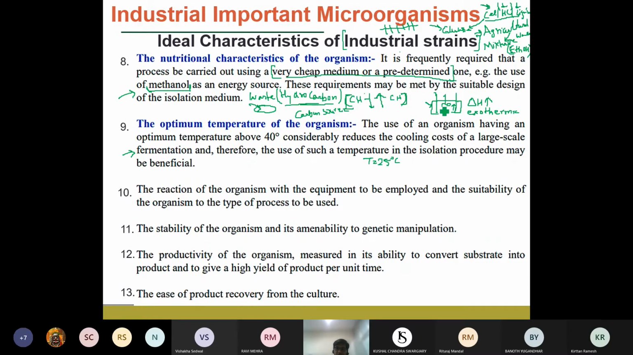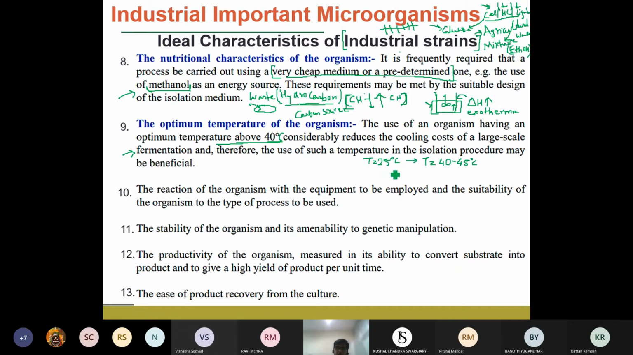But if you see most of the microorganisms, when they release heat while the fermentation is taking place, the temperature is around 40 degrees centigrade. So it is ideal if we can modify that microorganism in such a way that it is able to grow in a temperature range of 40 to 45 degrees. In that case, what will happen? Whatever heat is released during the microbial growth and metabolism can be used by the microbes themselves for their metabolic activity and growth.